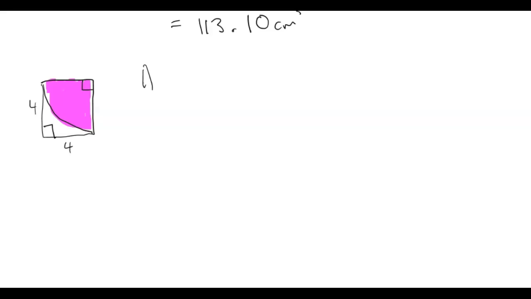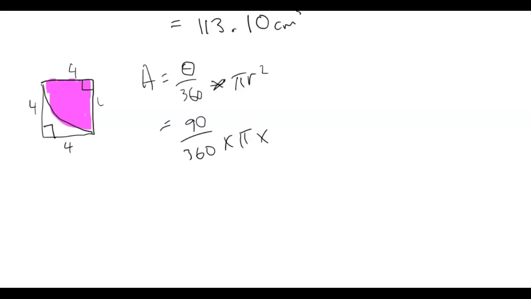So the area of a sector is theta over 360, oops, not minus, sorry, times pi r squared. So theta is 90 over 360 times pi. Now the radius is 4, because it's a square, so the radius is 4, times 4 squared. I'm not going to do that on the calculator, I might just leave it as that for now.